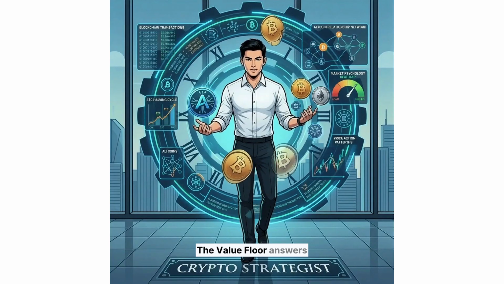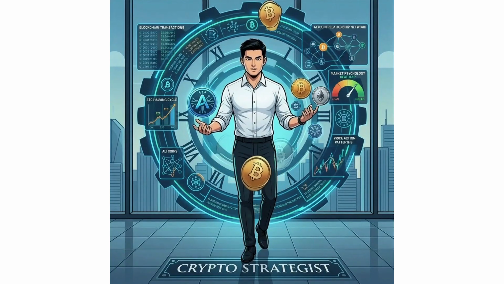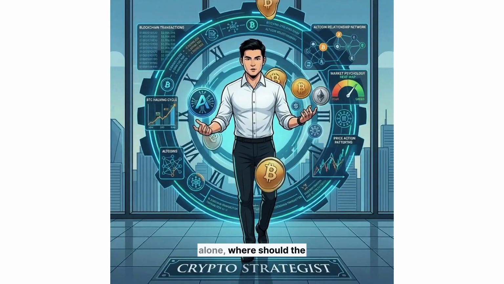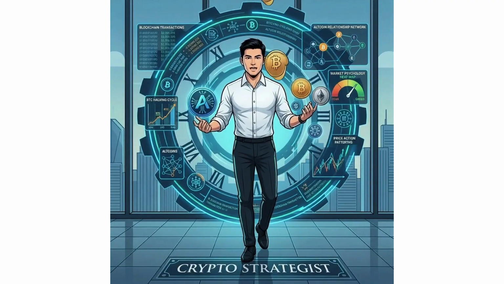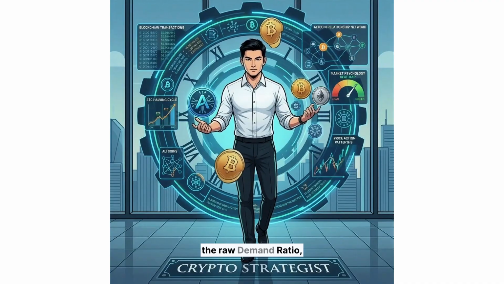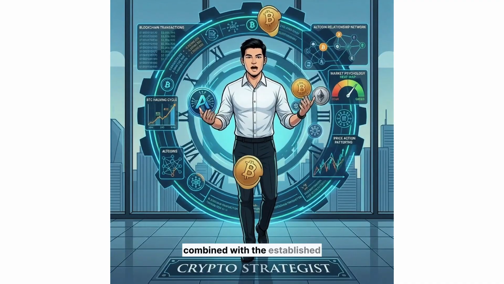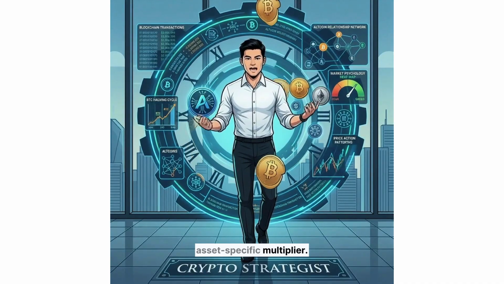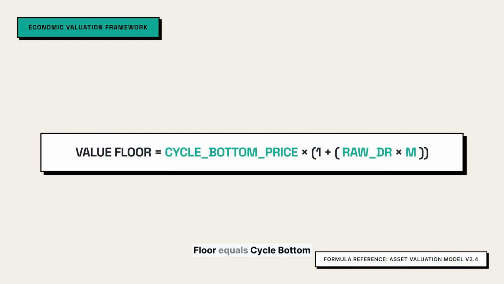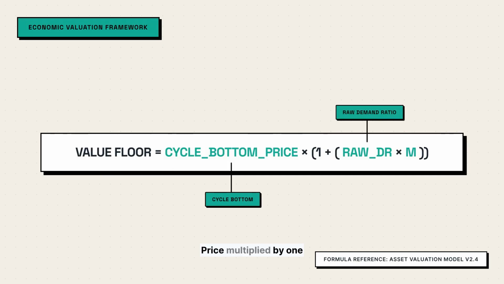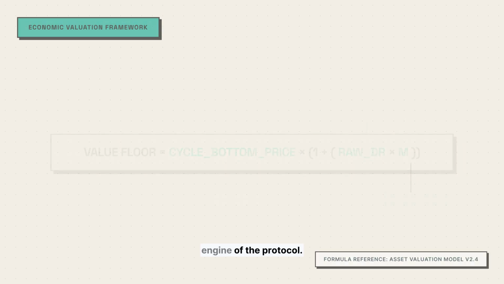The value floor answers a simple question. Based on current buying energy alone, where should the price be? Its primary input is the raw demand ratio, combined with the established cycle bottom price and an asset-specific multiplier. The formula is value floor equals cycle bottom price multiplied by 1 plus raw demand ratio times M. When demand ratio rises, the value floor rises. When demand falls, the floor falls. This is the speculative engine of the protocol.